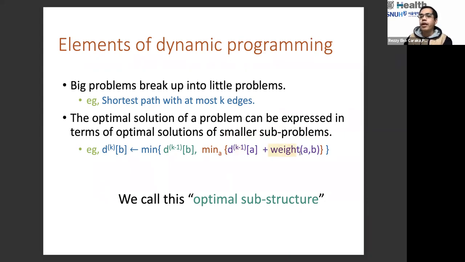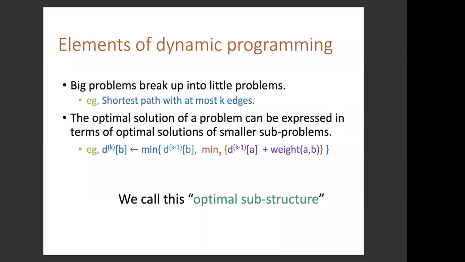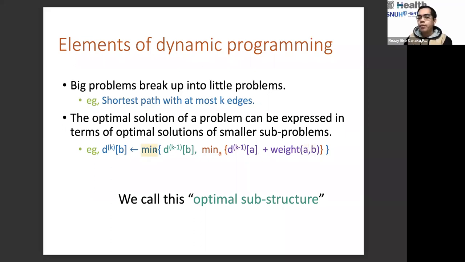We also have to find the weight between two locations, A to B. For example, we want to find the path from start location A to location B, so we have to find the minimum to get to location B. We call this our optimal substructure. So this term of the function is also called the optimal substructure.